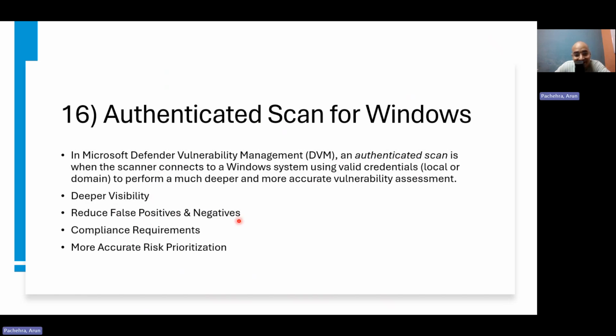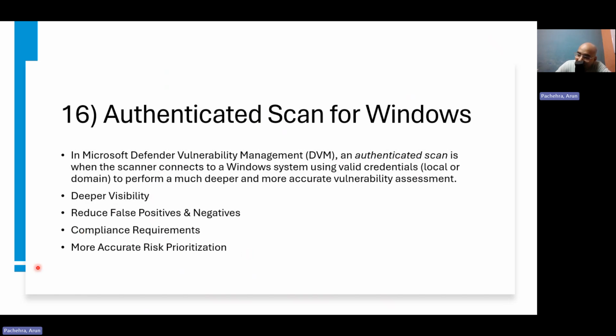It reduces false positives and negatives, preventing wasting time chasing inaccurate alerts. It helps compliance for sure, because standards we've been talking about, like PCI, ISO, and HIPAA, require authenticated scans to prove system security, not high-level or surface-level. More accurate risk prioritization, because it knows what's under the hood. So DVM can cross-check exploitable CVEs plus missing updates with the real system state, helping IT teams prioritize patching correctly.